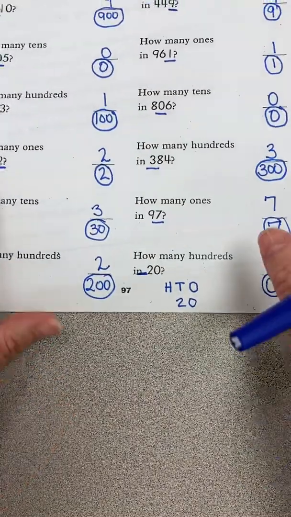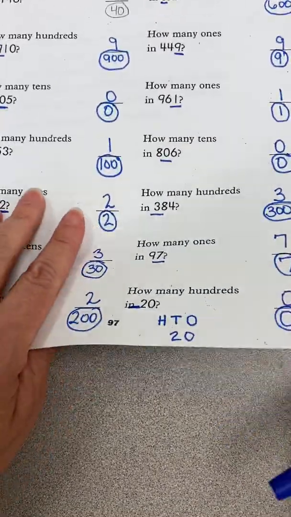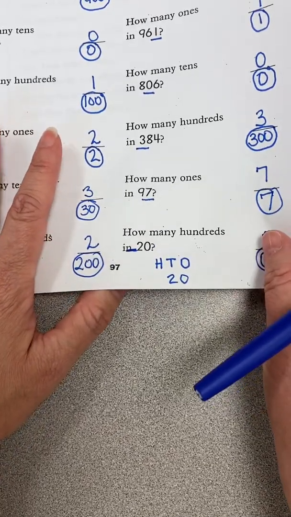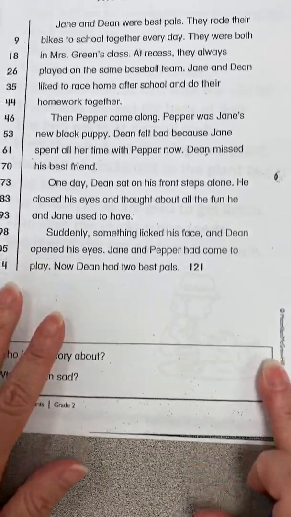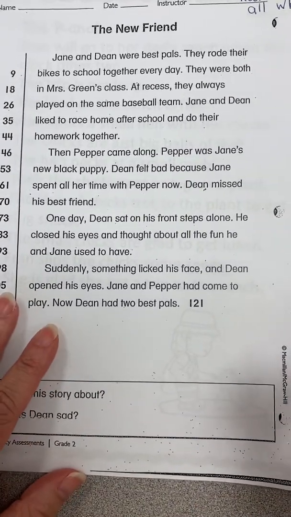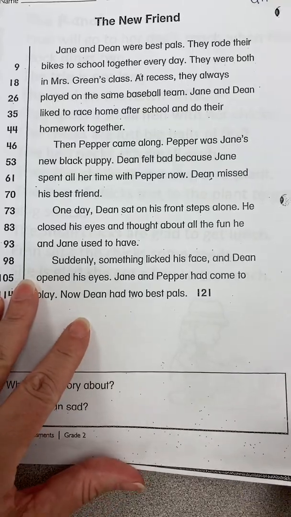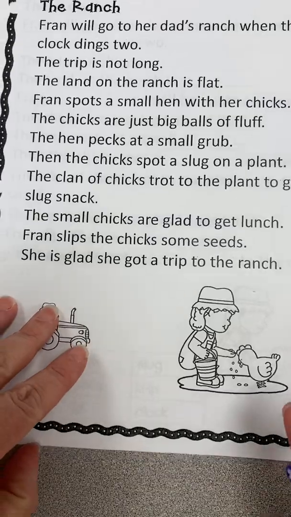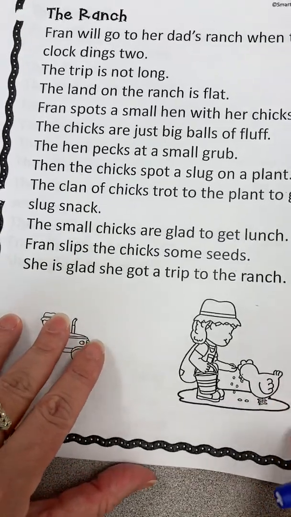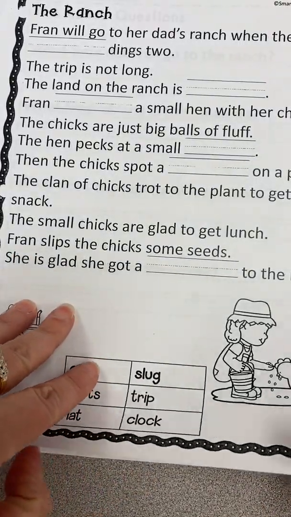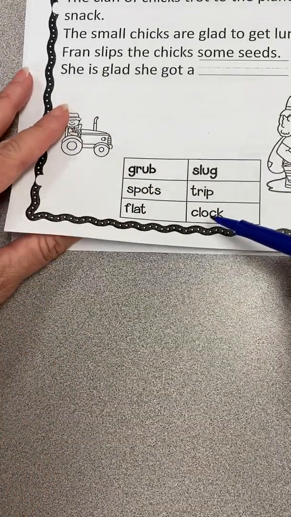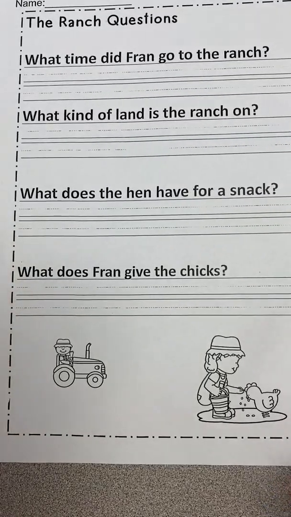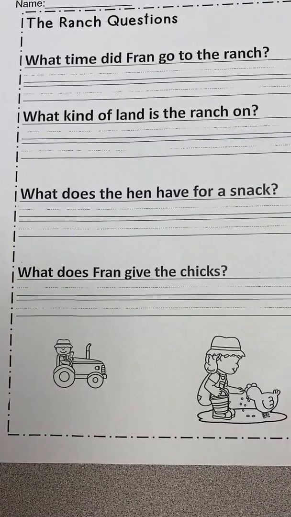Awesome job, guys. So you're going to practice your study guide to prepare for your test tomorrow. Just a reminder, you should be reading the passage, The New Friend, every day. We're going to do some questions on that on Friday. And also, you can be working on your decodable passage, The Ranch, and filling in the blanks in the sentences with the words below, and then answering the questions about the passage. Remember to try to answer in complete sentences.